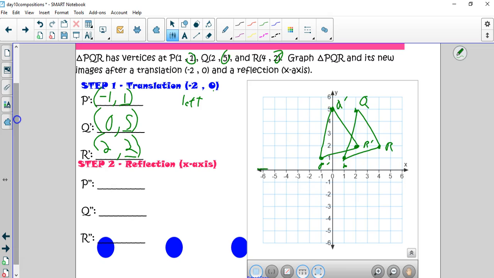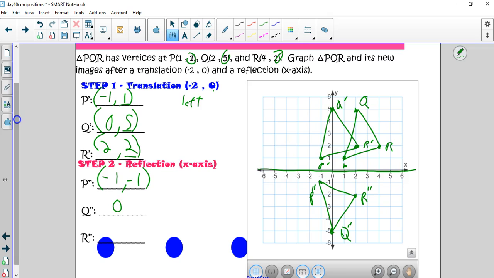Now we're reflecting across the x-axis, which is right here. So we just count. R prime was 2 up, so we go 2 down. There's R double prime. P prime was 1 above, so P double prime is 1 below. And Q prime was 5 above, so Q double prime is going to be 5 below. And so now P double prime is at (negative 1, negative 1).